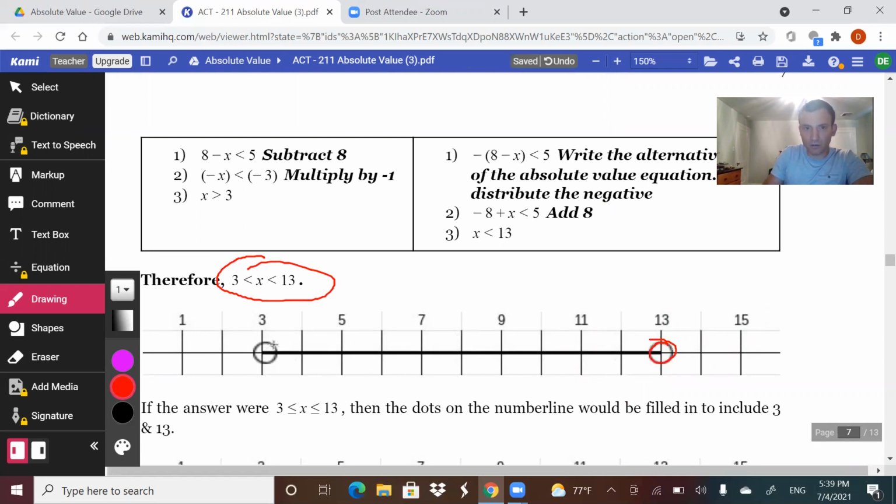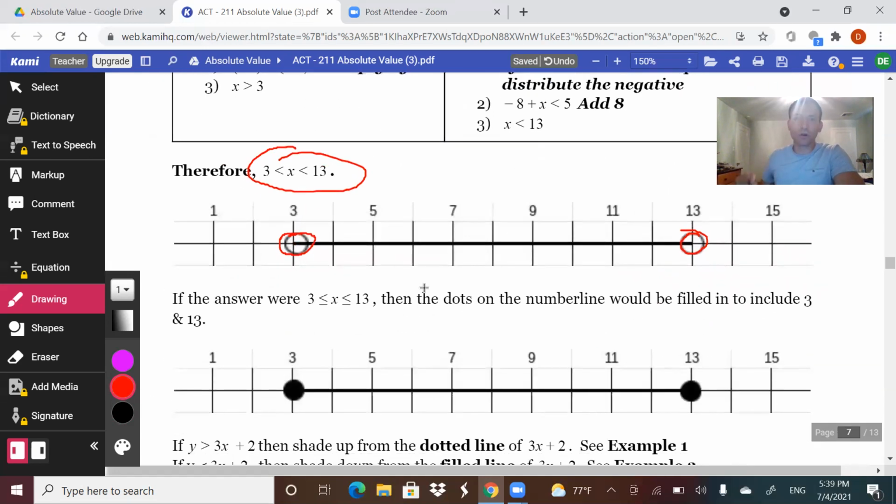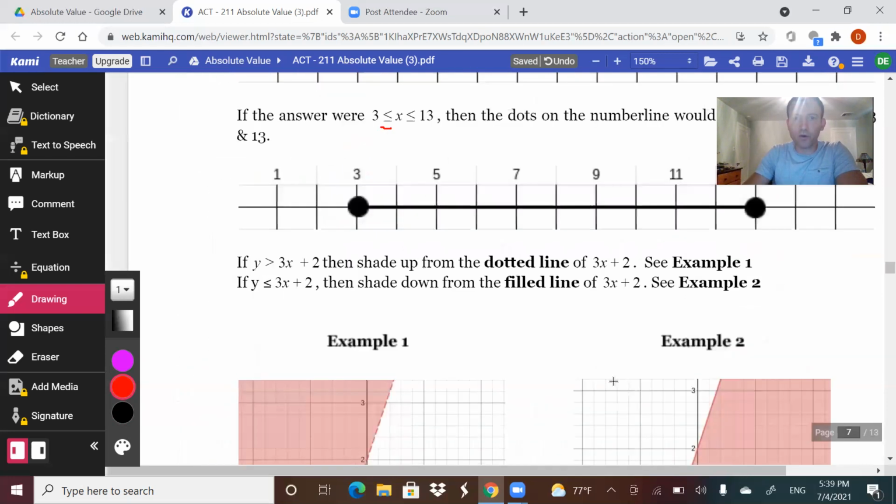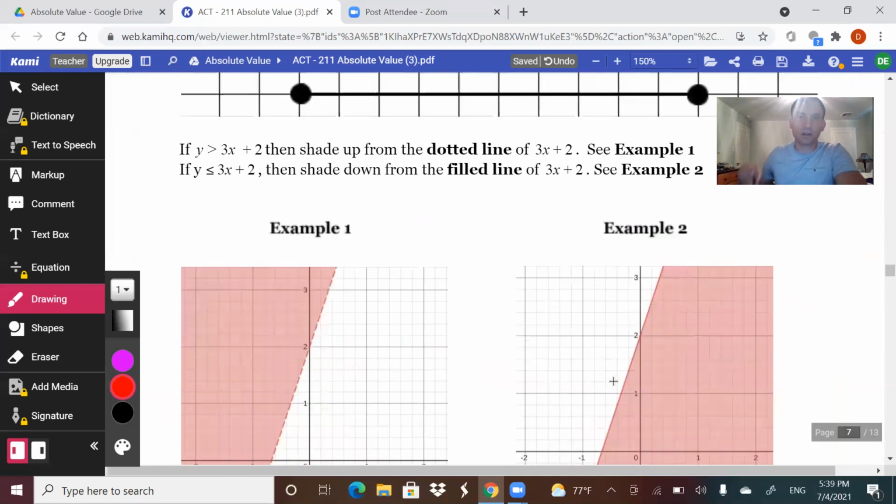You shade in the possible values, and if it's not equal to, then you keep the dots open. You close them if it's x is greater than or equal to 3, the equal to sign, or less than or equal to 13, that's when you close the dots. If we were to graph it, it would look like this.